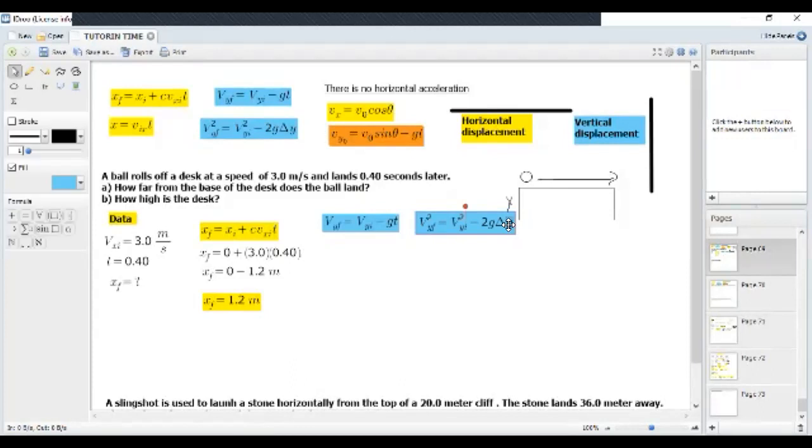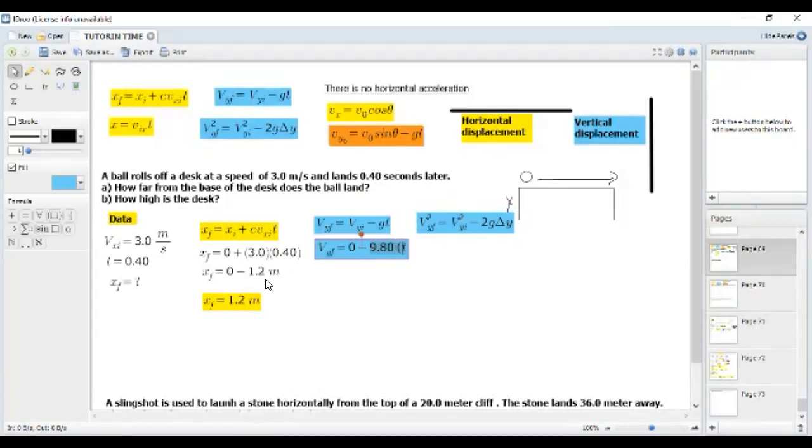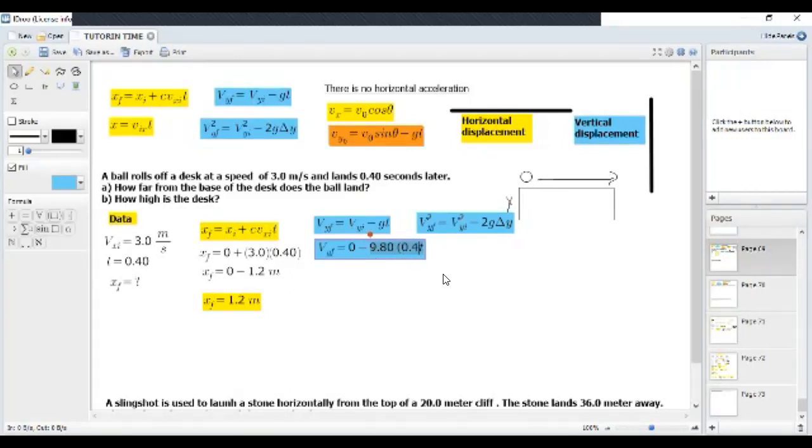Remember, your objective is to get y, but we don't have the initial velocity and final velocity, and that's what we're going to do now. So look at this. With this information, the initial velocity in the y-axis is going to be 0, right? Then we had the gravity. What is the gravity? The gravity is 9.80 meters per second squared. But also we had the time, which is 0.40. Look. So then you replace those values and you are going to get the answer.